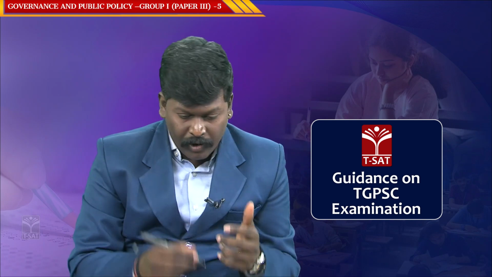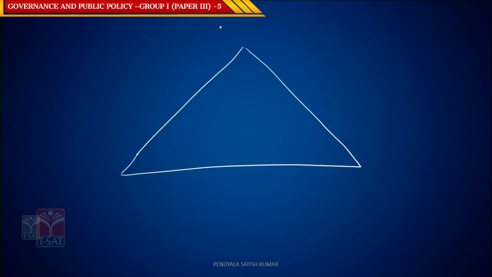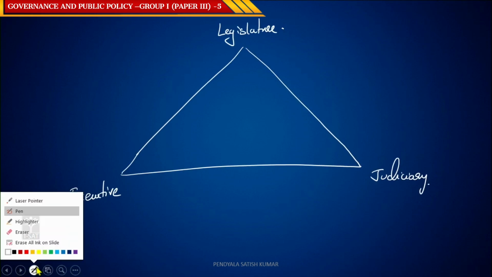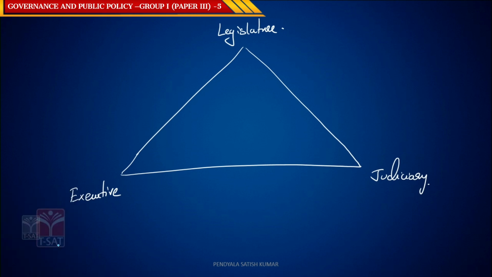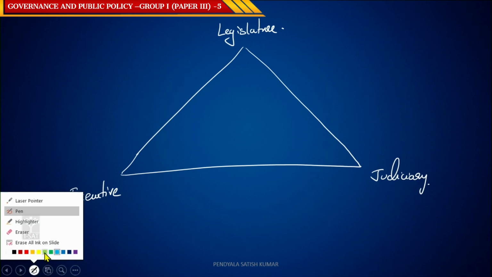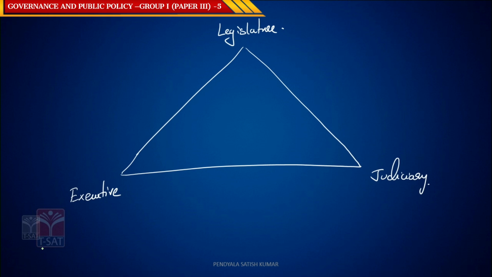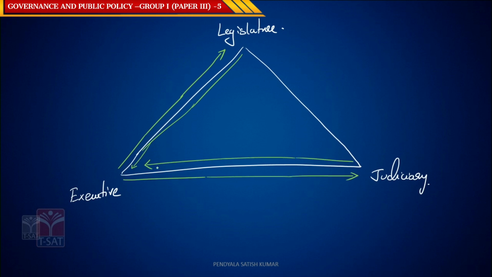How? What are the examples? How does every branch check the other branches? We have your legislature here, you have your executive here, you have your judiciary. So every branch will check the other branches' role and functioning. Every branch has the authority to check the other branch's authority. So the executive will check the legislature, the legislature will check the executive. Similarly, the executive also checks the judiciary. Similarly, the judiciary checks the executive, the judiciary checks the legislature, and legislature checks the judiciary.